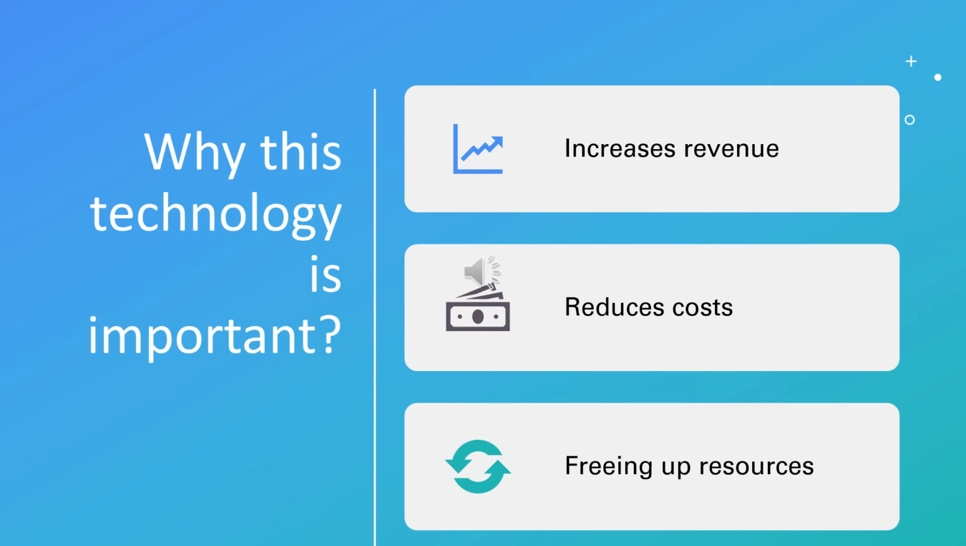So, why is Six Sigma so important? Because it increases revenue and reduces costs while freeing up resources to be utilized where they are needed.